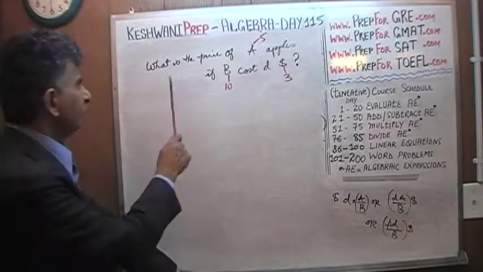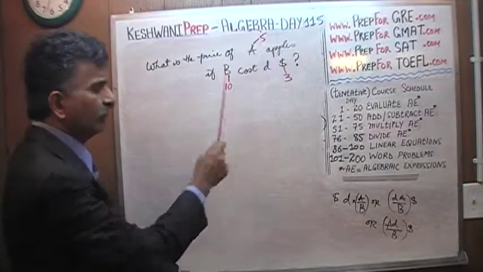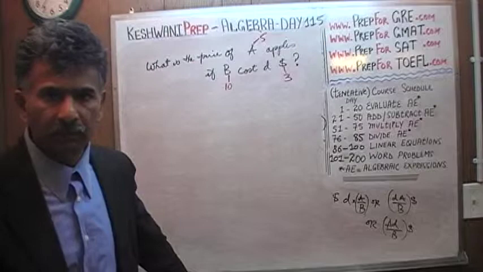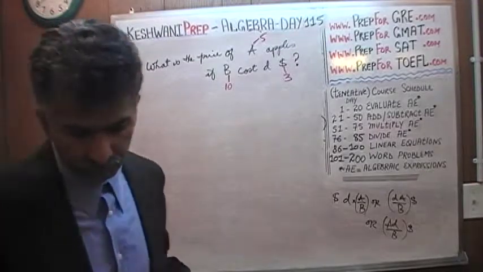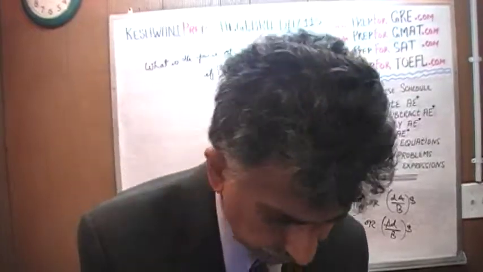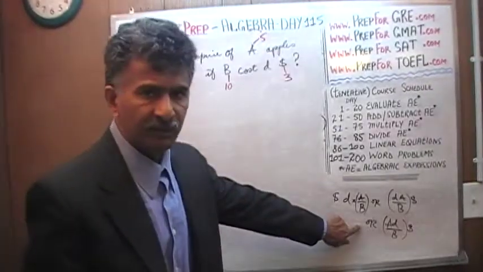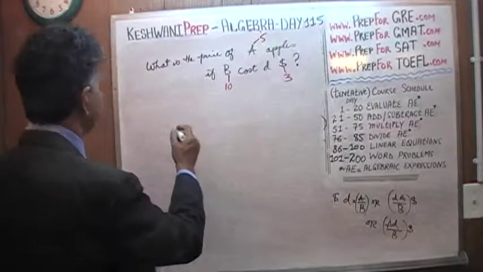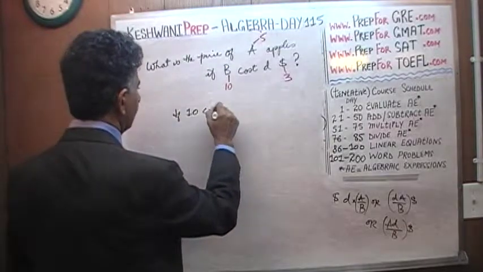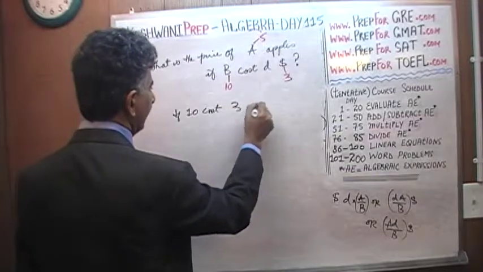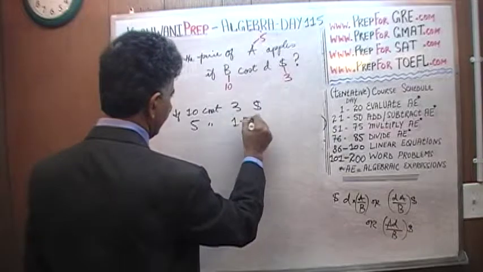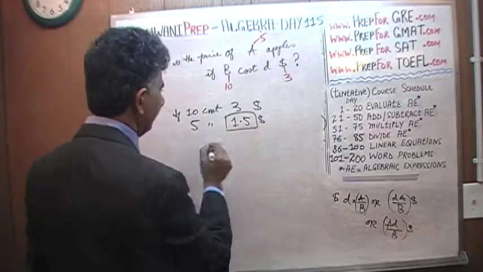Now the question reads, what's the price of 5 apples if 10 of them cost $3? Well, if 10 of them cost $3, 5 of them should cost $1.50. That's all it is. There is nothing to do there. And we're just going to verify if this answer gives us $1.50. Let's see. If 10 costs $3, 5 should cost $1.50. This is our answer.